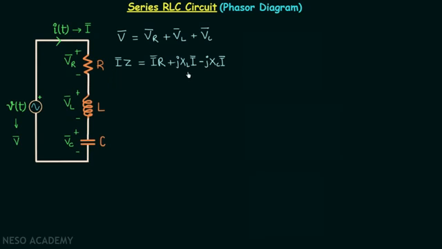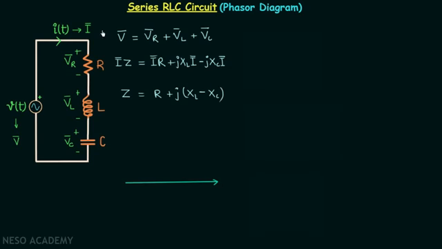Now when you take I phasor common and cancel it out with the I phasor on the other side, you will have the impedance Z equal to resistance R plus j, inside the bracket, reactance XL minus reactance XC. In this way we have all the relations to draw the phasor diagram, and step number 1 to draw the phasor diagram is to choose the reference phasor.